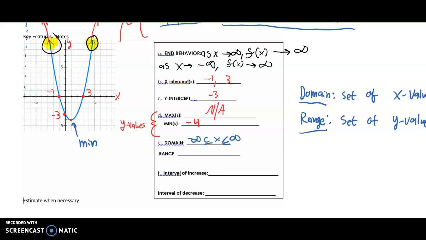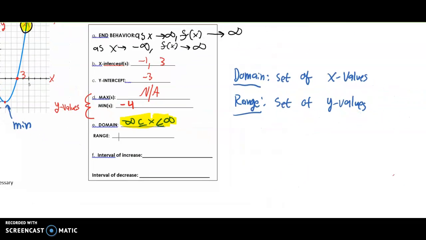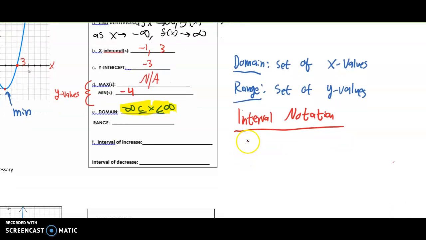This here, in the yellow highlighter, is called inequality notation. We're going to learn a new notation called interval notation. So let's write that down. Interval notation. And the way we write interval notation is like this. We're going to go from lowest value, comma, highest value.